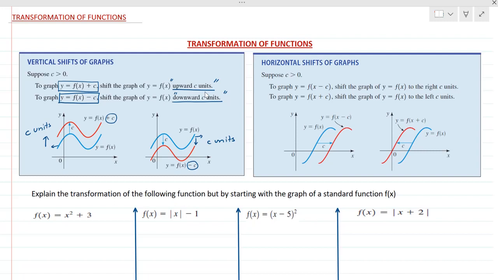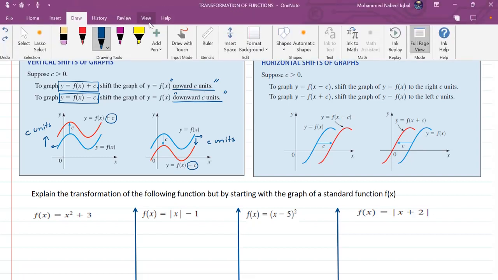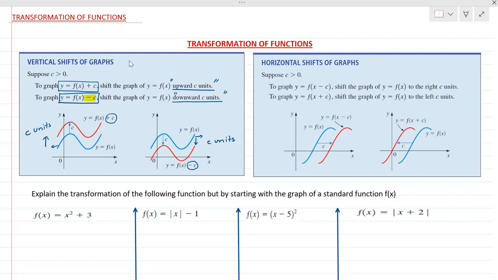Now let us check the horizontal shifting. Horizontal shifting is right and left. This is the original function, and if you write plus or minus c inside the function, what is the difference between this one and this one? Here the minus c is outside the function, whereas here the minus c is inside the function. When it is inside the function, it is a right shift. If it is plus c, it is shifted leftward. So this is the main difference between these two.